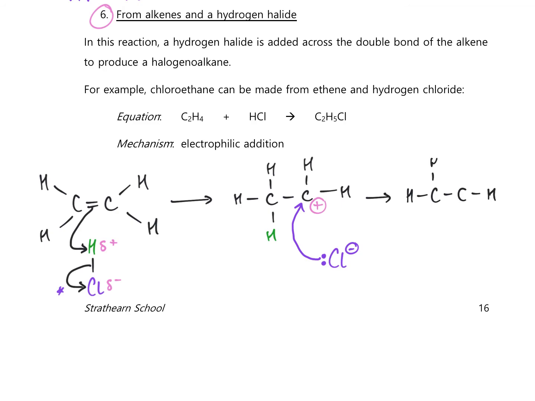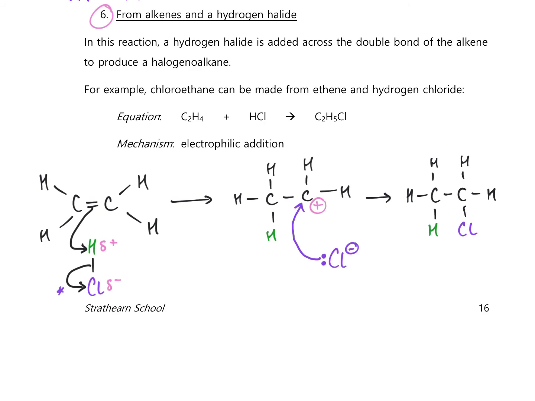So let's draw our final product then. And what we can see is the hydrogen chloride molecule has added across the double bond. Essentially, the bond between hydrogen and chlorine has broken. The hydrogen has bonded to one carbon and the chlorine is bonded to the other carbon. And as a result, there's only now a single bond between the two carbon atoms. So that is the electrophilic addition of hydrogen chloride to ethene.